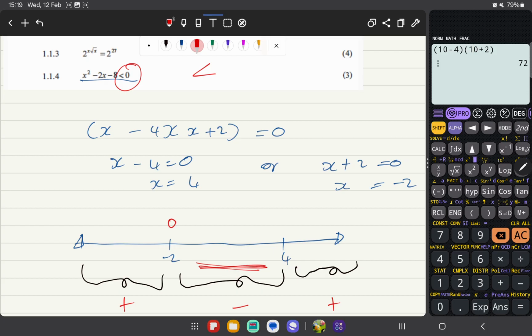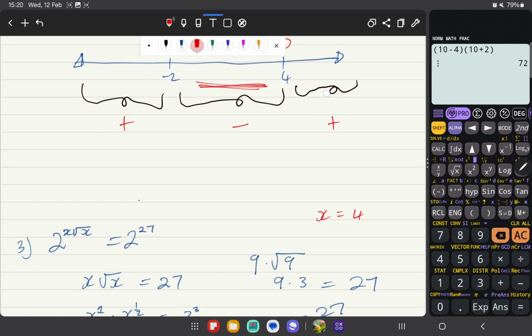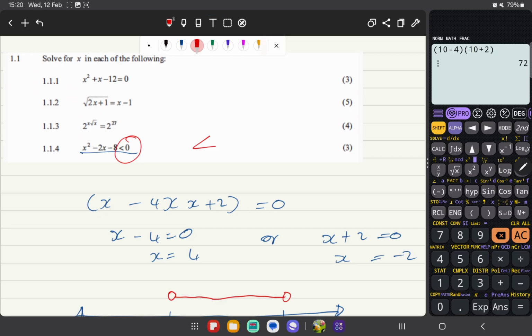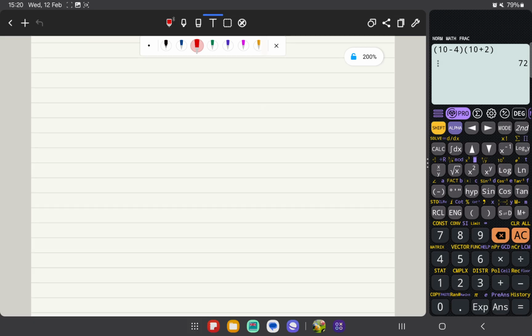you will have your circles not shaded, and you will have a line like that. To write your answer, you'll just say x is between open bracket minus 2 and 4 close bracket, and then you are done. Let's see what the next question has for us.